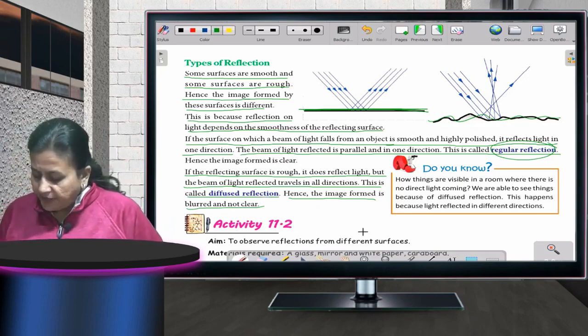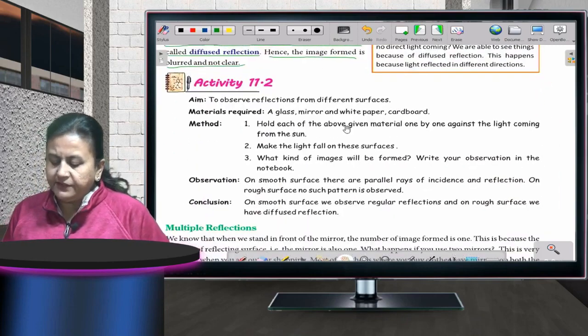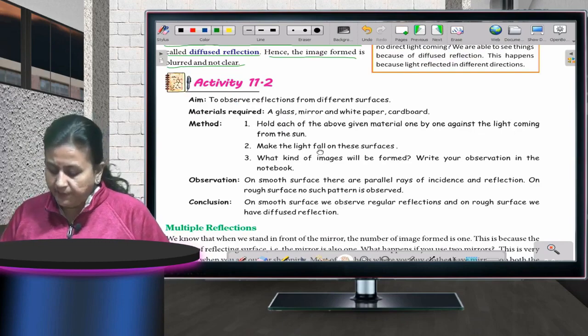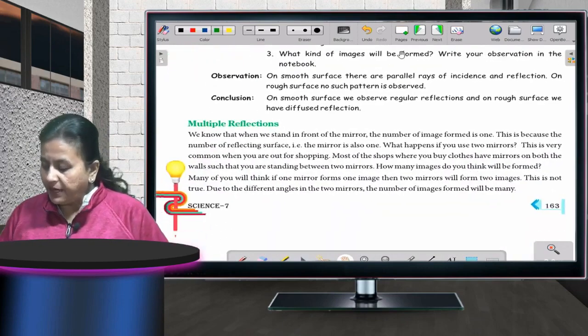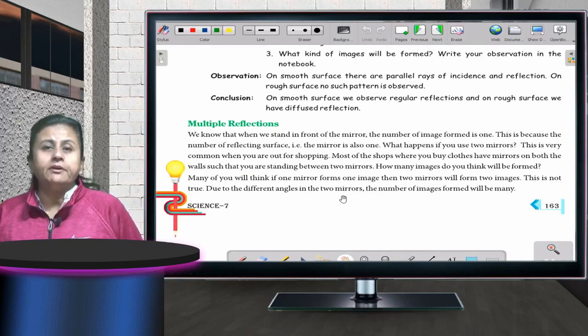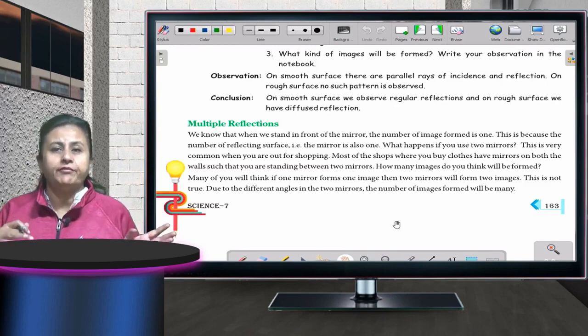This is one more activity which you can just go through. In this activity, they have told you how to observe reflection from different surfaces. Now, I tell you about multiple reflection. So, children, let's talk about multiple reflections. What is multiple? Multiple means many. At the same time, you are getting many reflections.